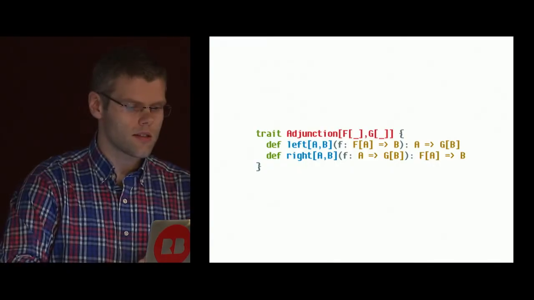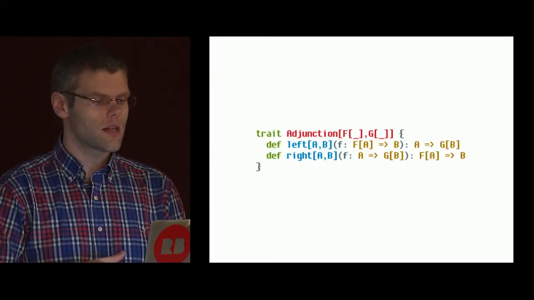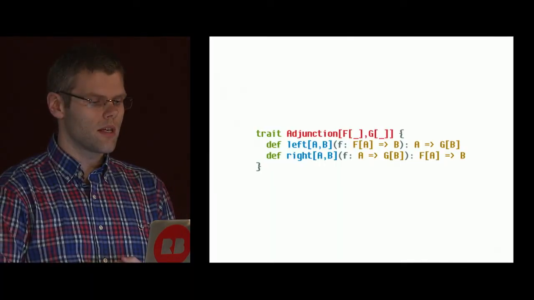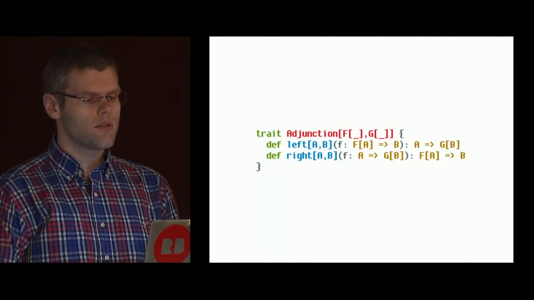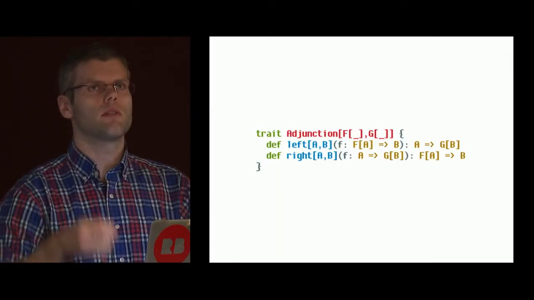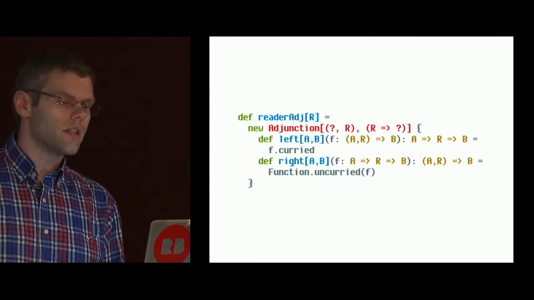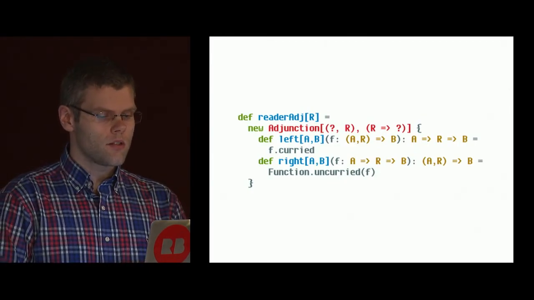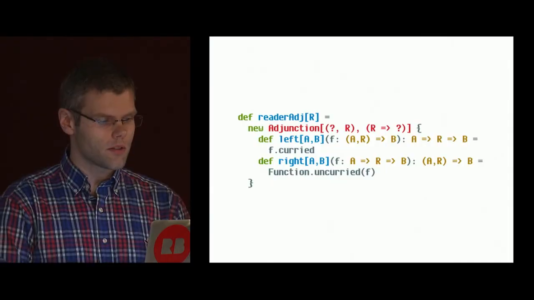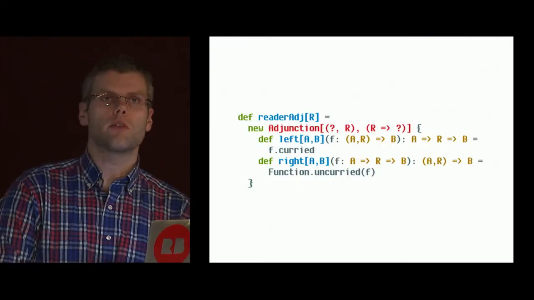So we can write a trait like this, an adjunction, where we can give an example of an adjunction between 2 Scala functors. So F and G are functors. And then we have to implement 2 methods. One of them takes arrows from F of A to B and gives you an arrow from A to G of B, and the other one goes the other way. That is, it takes arrows from A to G of B and gives you F of A to B. And the canonical example of this in Scala is the adjunction between the tuple functor and the reader functor, between producers and consumers, you could say.